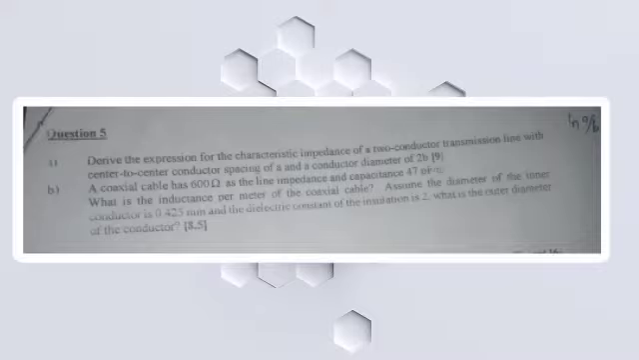Today we'll be looking at question number 5A of the Field Theory 2, 2020-2021 section, Rivers State University Electrical Electronics Department. The question says: derive the expression for the characteristic impedance of a two-conductor transmission line with center-to-center conductor spacing of 2A diameter and a conductor diameter also of 2B.